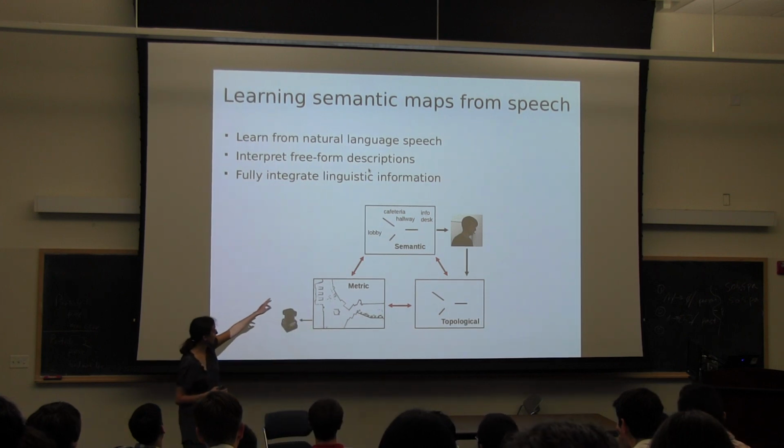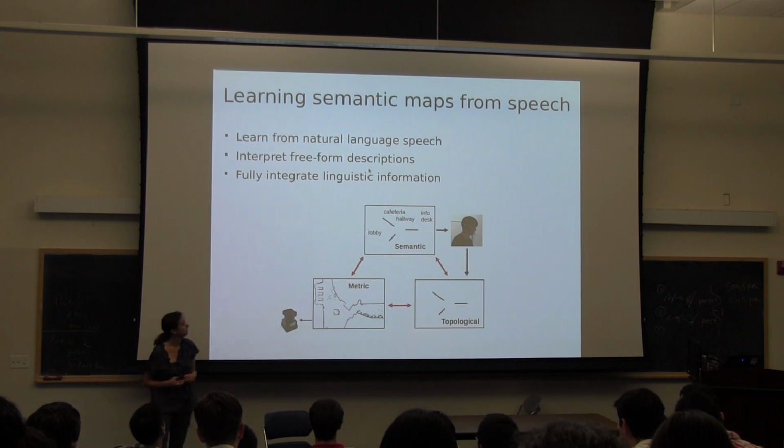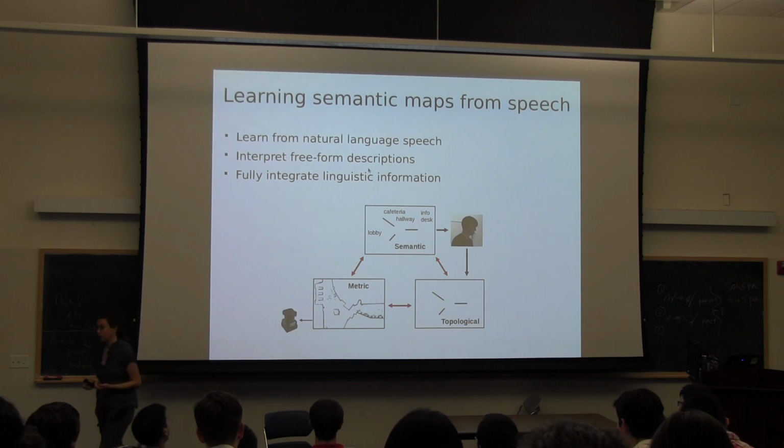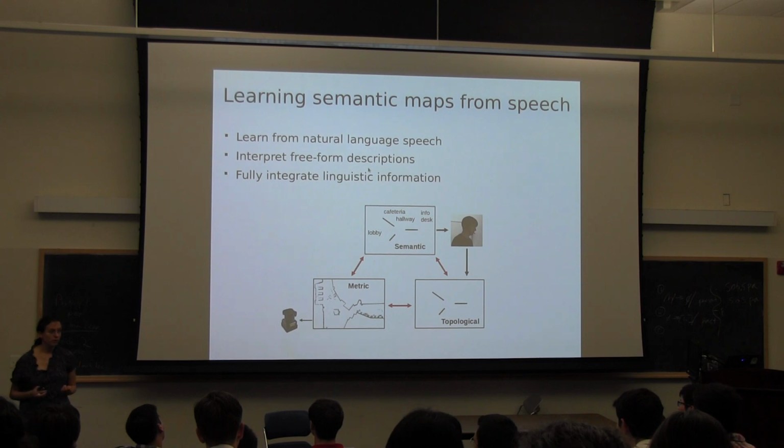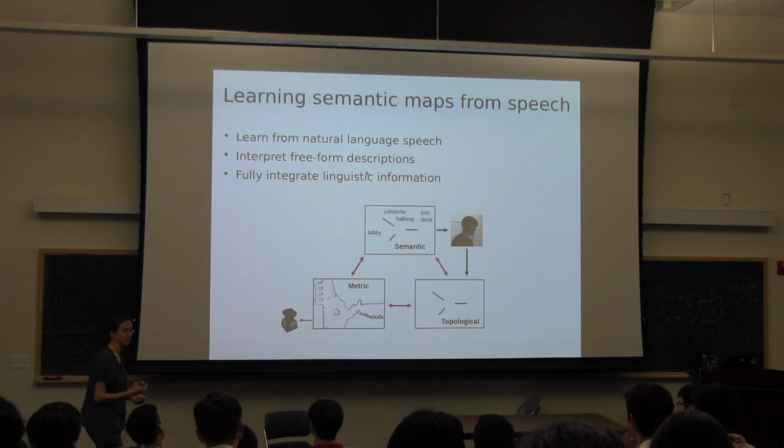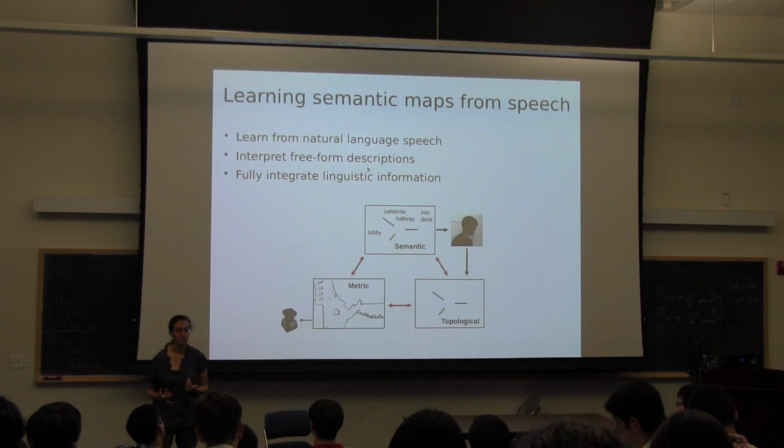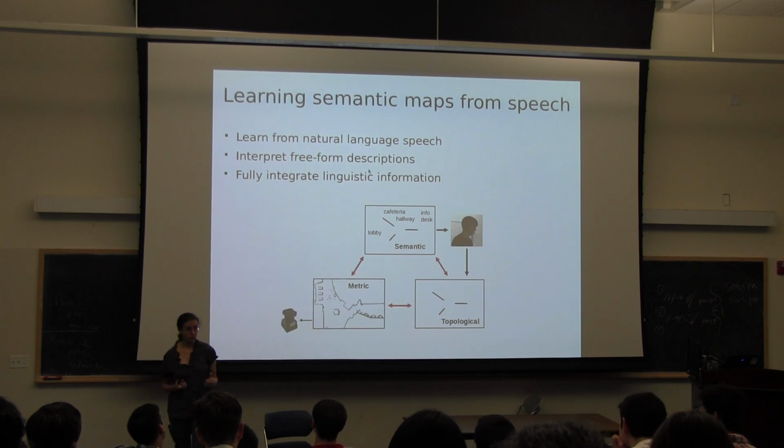And then on top of that, we have the semantic map. So we have these labels for different areas of the environment. The semantic map says, this room, which is in the topological map, is a hallway. This other room is a kitchen. This other room is a gym. This other room is a lobby. And it maintains a distribution over all of that.